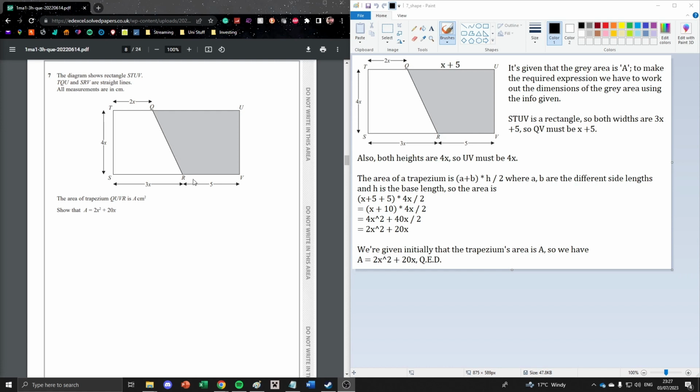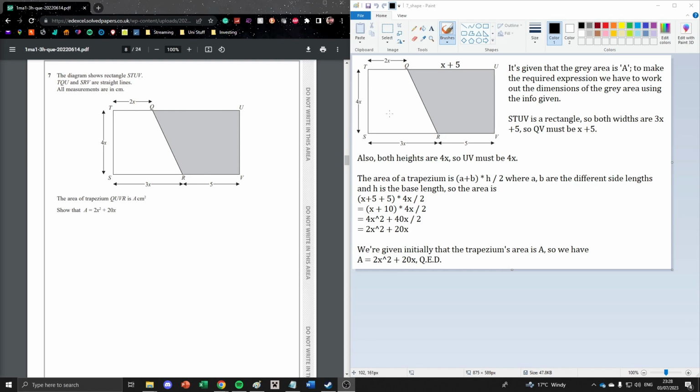So obviously, we understand immediately that we're asked to talk about the area of this trapezium, and that's given as a. So really, we want to show that the area of this trapezium is equal to this expression also, which obviously requires finding out some of the side lengths of this trapezium.